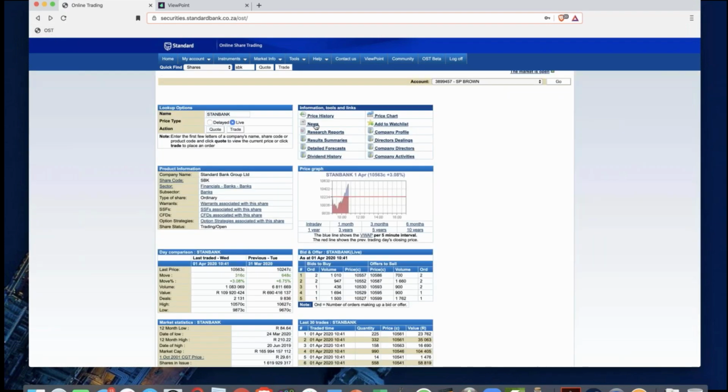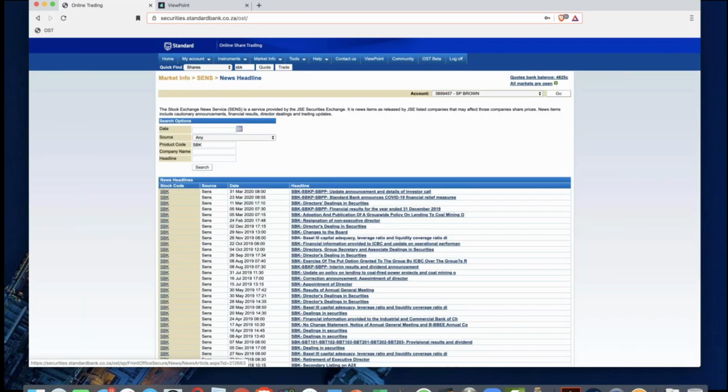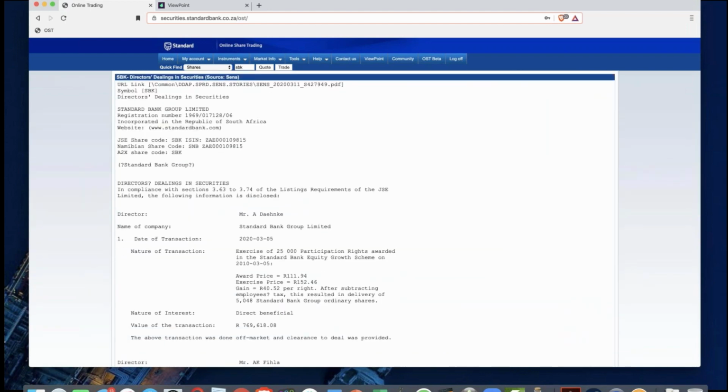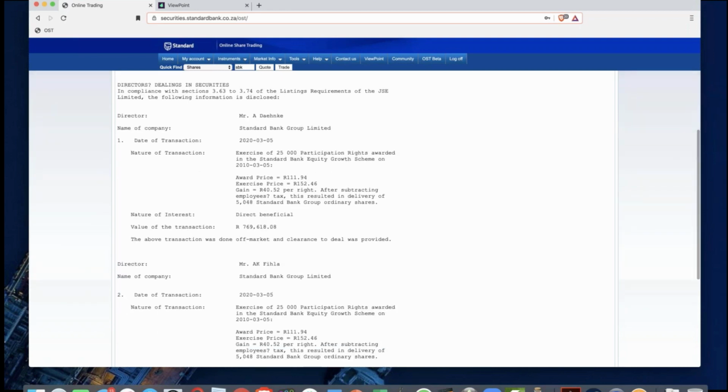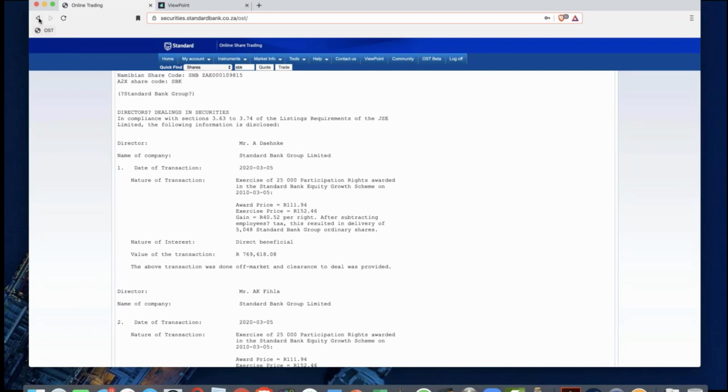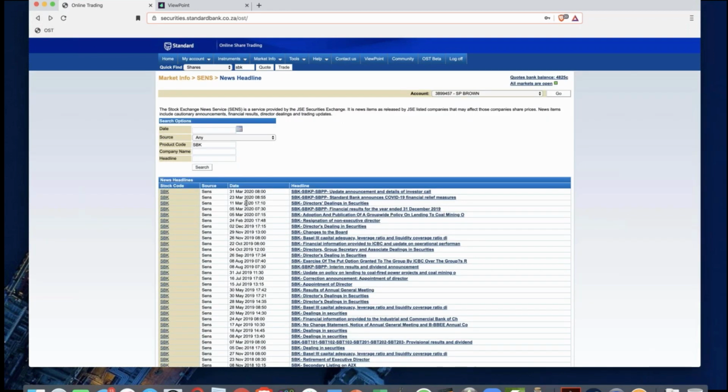So 5 March, click on news. This is Sense. So let's go back to 5 March. Directors' dealings and securities. Same director. So it was an exercising of 25,000 participation rights, in other words options, awarded in 2010, exercised, net gain, etc., and a couple of other directors. So this is just some options, hence we saw weird data there without actual sell prices.